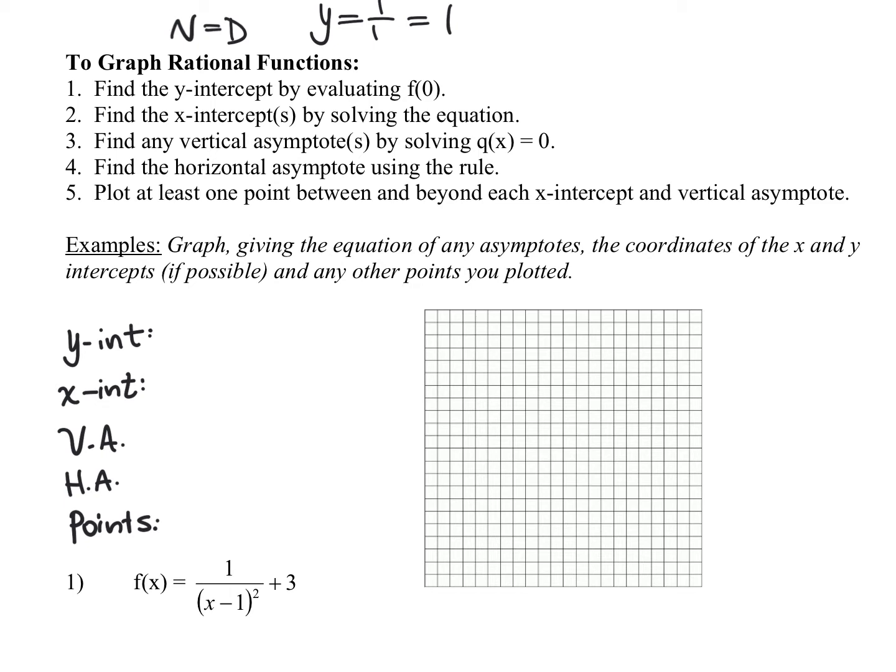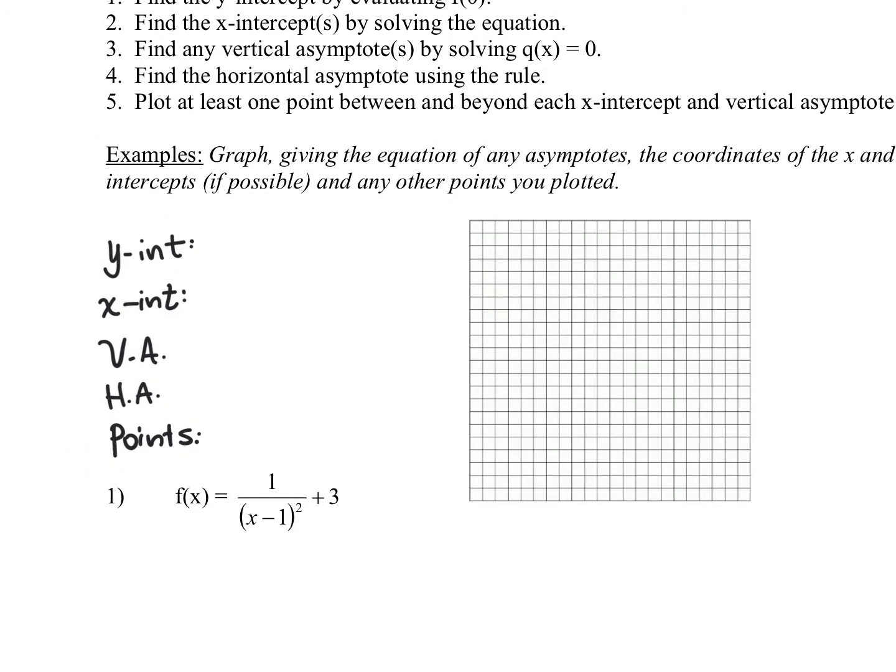And then beyond finding our intercepts and asymptotes, we always want to include one extra point on either side of an asymptote, just to get a general sense of the shape of this particular function. So here we have f of x equals 1 over the quantity x minus 1 squared plus 3. So we're going to start by finding our y-intercept. That will be f of 0.